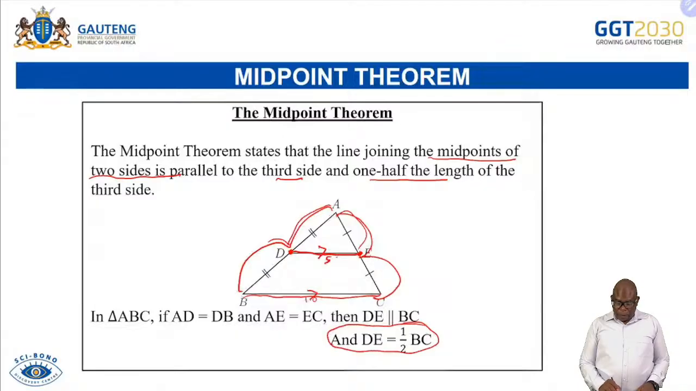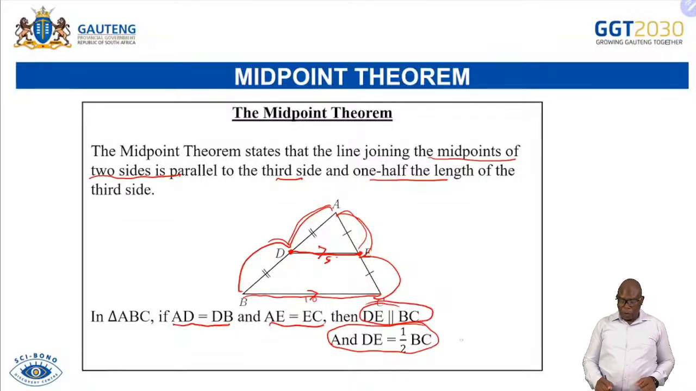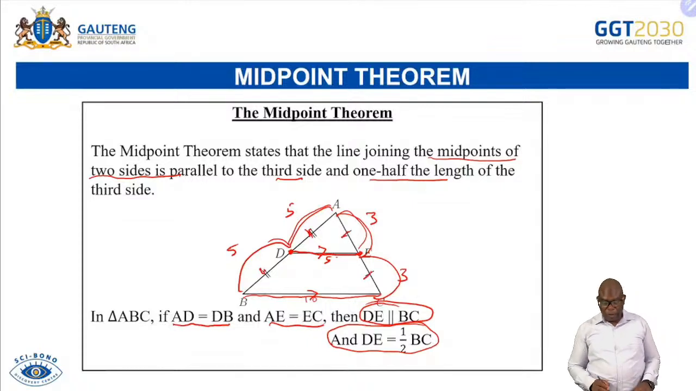So if AD equals DB and AE equals EC, therefore these two lines are going to be parallel. If this side is 5, that side is 5, this side is 3, and that side will be 3. So therefore, you can see that this line is equal to that line. That gives us the midpoint theorem. Don't confuse it with the proportionality theorem, please.